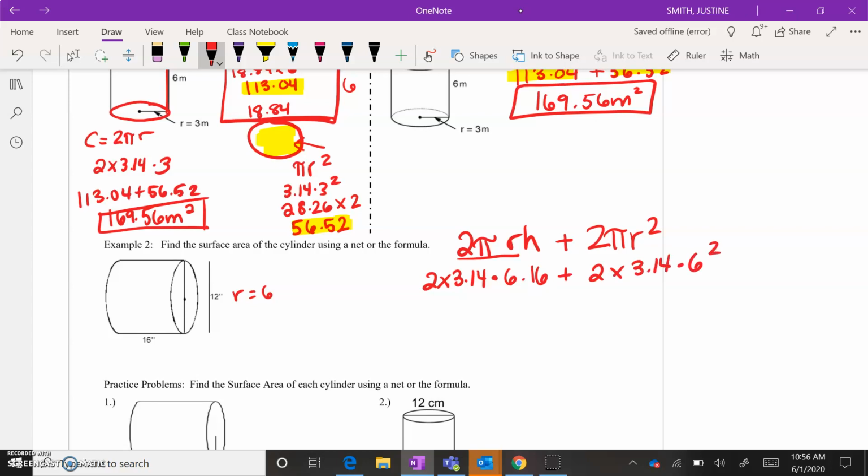plus 2 times 3.14 times, again, the radius is 6 squared. So if I put that in my calculator, 2 times 3.14 times 6 times 16, I get 602.88 plus 2 times 3.14 times 36. I get 226.08. And you're just going to add those together to get the surface area of 828.96 inches squared.